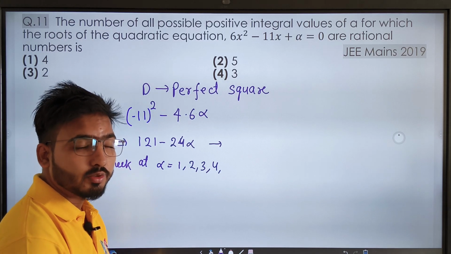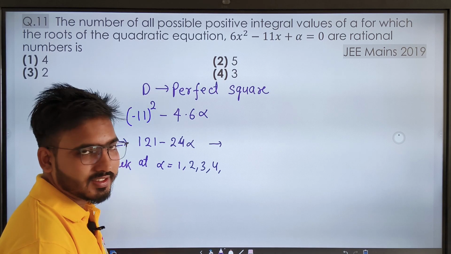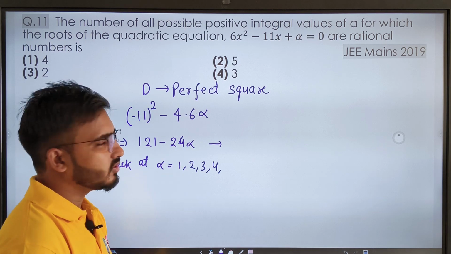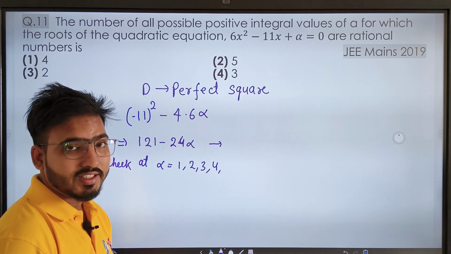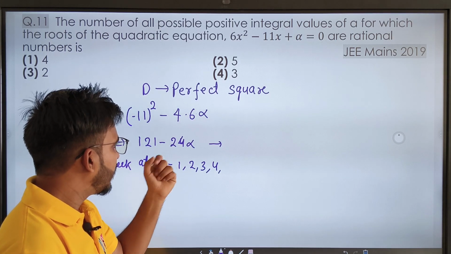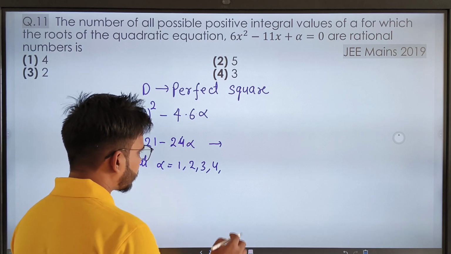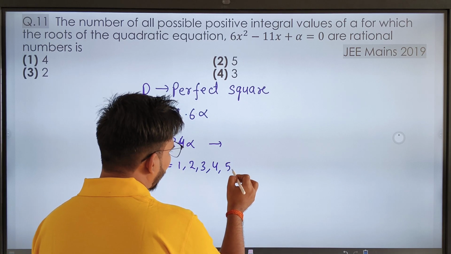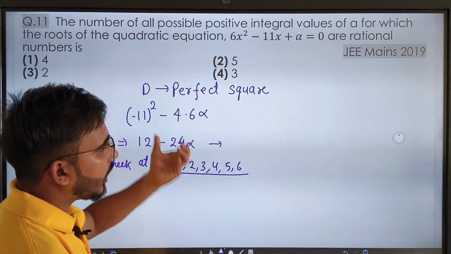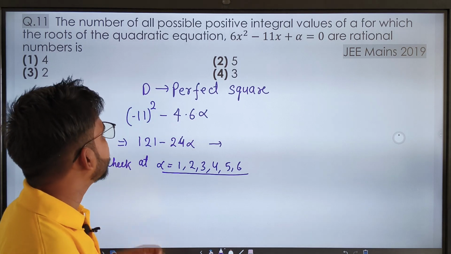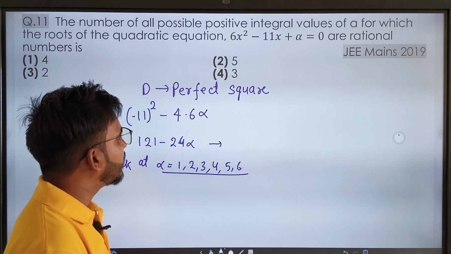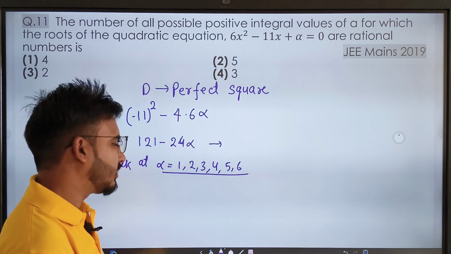Sir, do we need to check it up to infinity? No, no. We'll check only those values where this is positive, because it should be a perfect square. It cannot be negative, it should be positive. So I think we'll find out up to 5 or 6 maximum. At these points you need to check, and then count the number of those integral values of alpha for which we get the roots as rational.